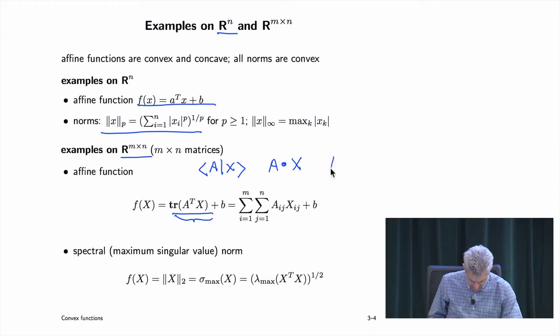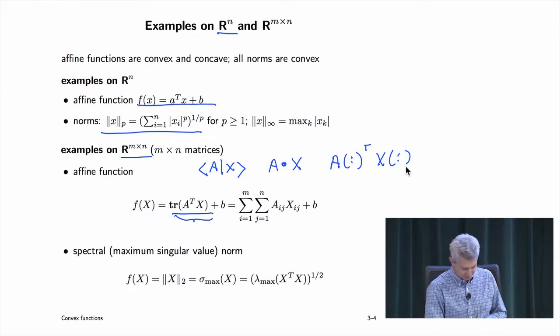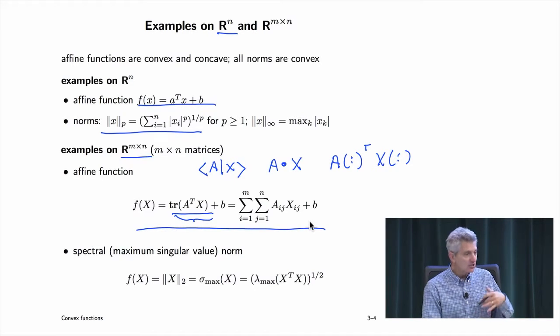Here's another method you might write this as. I find this a bit weird, but okay, something like that. This is kind of mixing weird notation, but that's it. So an affine function of matrices is trace something and then plus a constant.